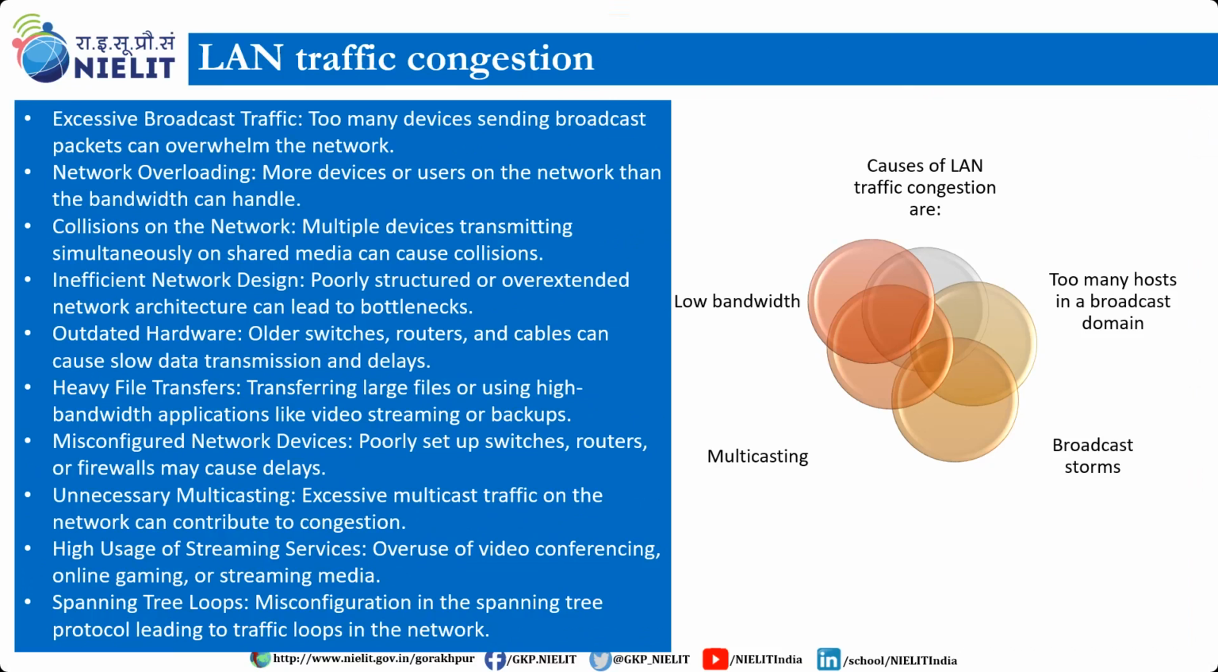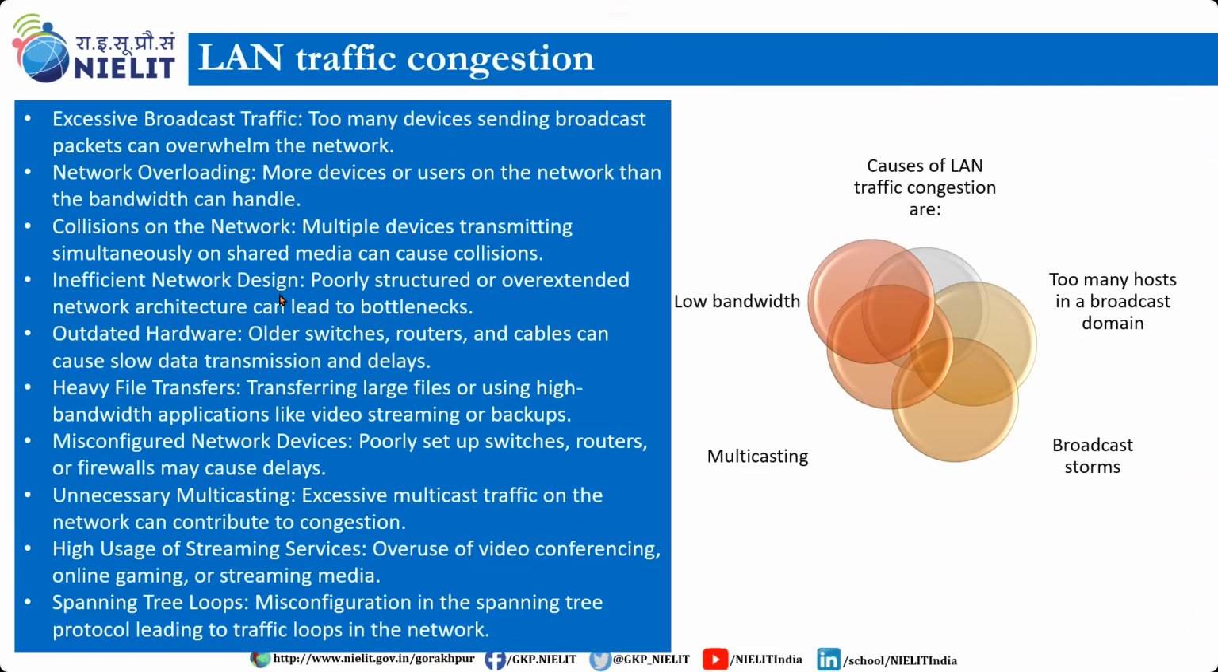So we are trying to connect more devices and more users, and these users are downloading more traffic and sending more traffic. So this can be the reason behind LAN traffic congestion. Collision on the network: multiple devices are sending simultaneous traffic on the shared media, and it leads to collisions. So a lot of collisions between data coming from different sources can be a reason behind LAN traffic congestion.